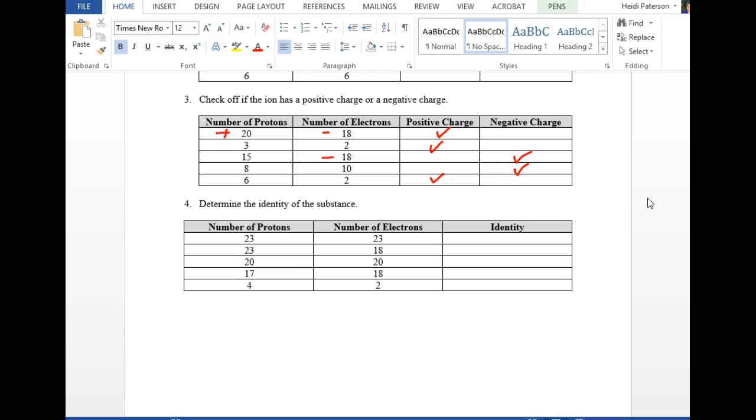The hardest part is the last question. You have to figure out what the element is first. You do that by looking at the number of protons, because the number of protons will tell you the atomic number. Once you have the atomic number, you can look it up on the table. Substance that has 23 protons is vanadium. Is this going to be an atom, or is it going to be an ion? It's going to be an atom. Good. We know that because the number of protons and electrons are the same.